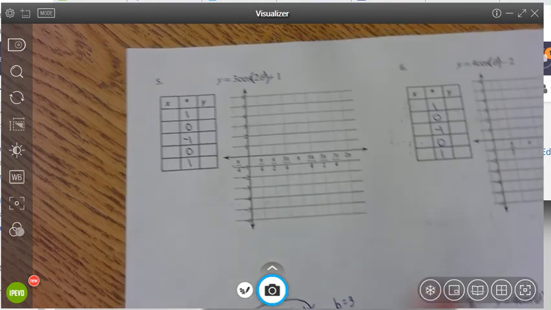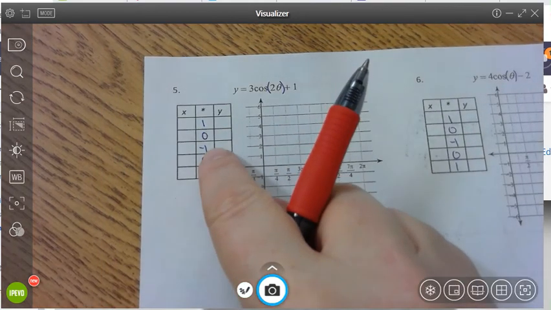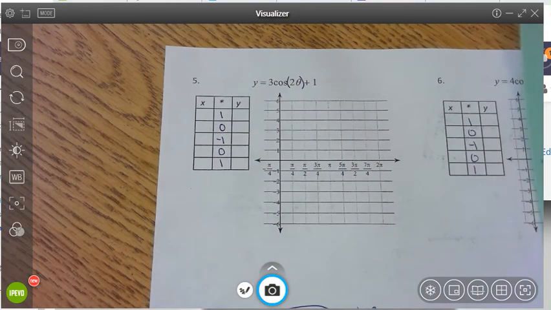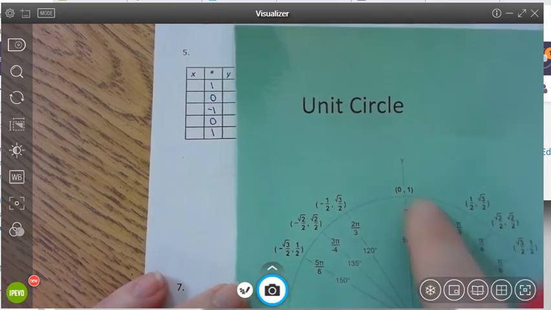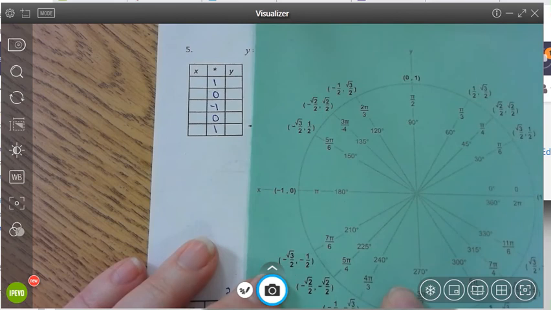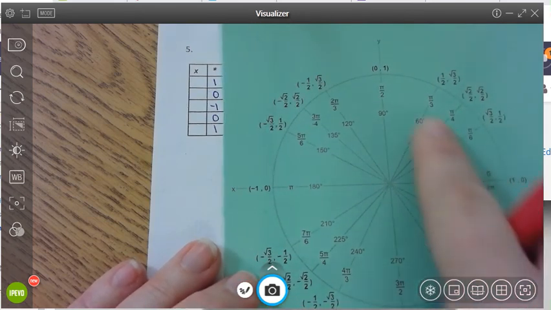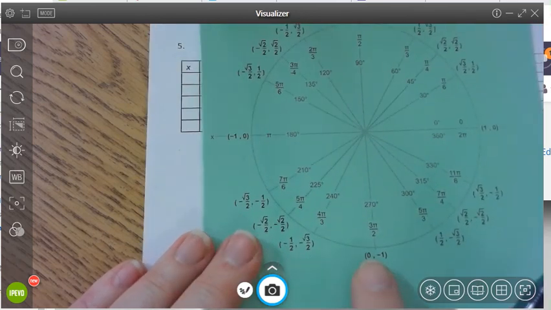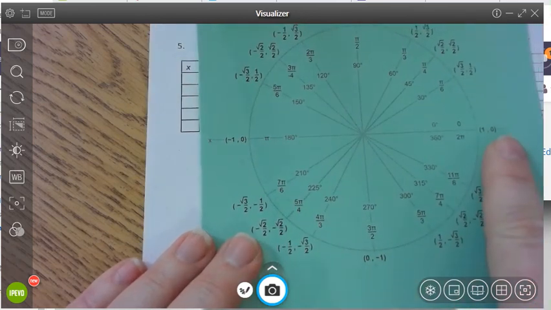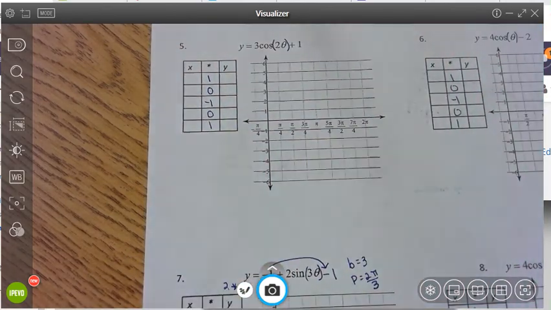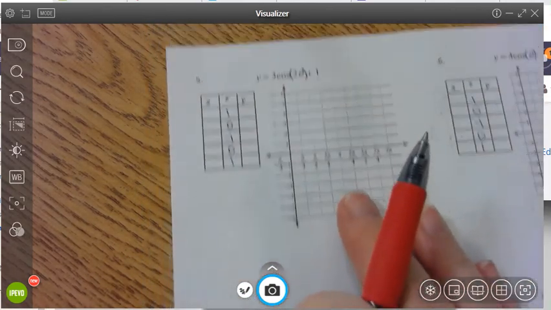Okay, so cosine magic numbers are 1, 0, negative 1, 0, 1. So those are the numbers from your unit circle, all the numbers at these points. Just so you know, it's the point here, here, it's the cosine value, and cosine is the x value. All the way around, that's what I chose as my magic numbers.